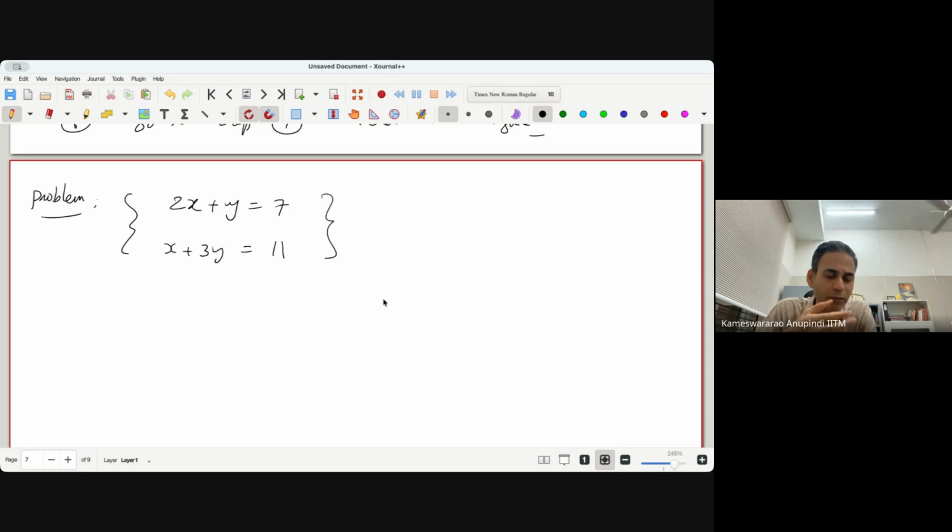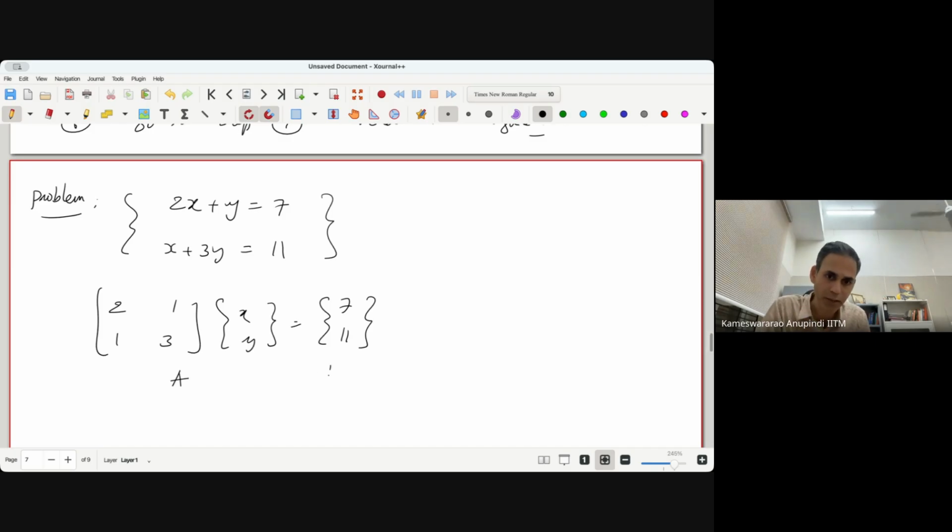What we should keep in mind is that the same algorithm can be applied for an n by n matrix, n equations, where steepest descent can scale, whereas hand calculation will not easily do it. Okay, fine. So how do I do this? My matrix is 2, 1, 1, 3. This is symmetric because I have ones on the off-diagonals. Then I have x, y equals 7, 11. So this is my A, this is my B.